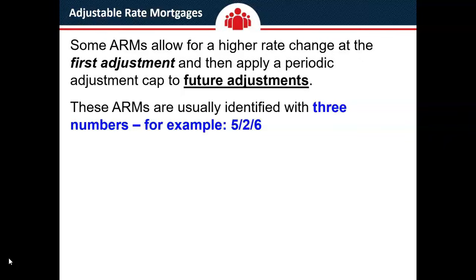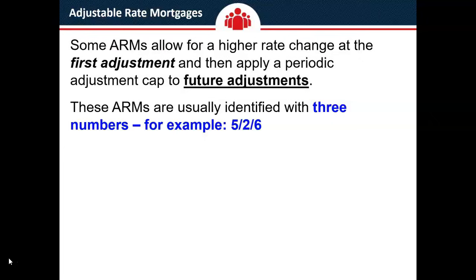Now, sometimes adjustable rate mortgages are shown in 3 numbers. See in our example here, 5/2/6. So I'm going to explain that to you. What if your adjustable rate mortgage is shown in 3 different numbers? Some ARMs allow for higher rate changes at the first adjustment, and then they apply the periodic cap to future adjustments. They're usually shown in 3 numbers, like here, 5/2/6. Well, what does the 5 mean? What does the 2 mean? What does the 6 mean?